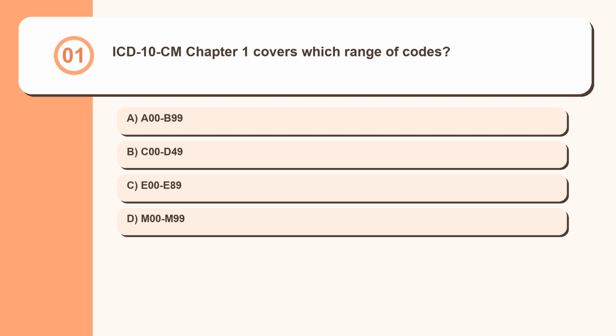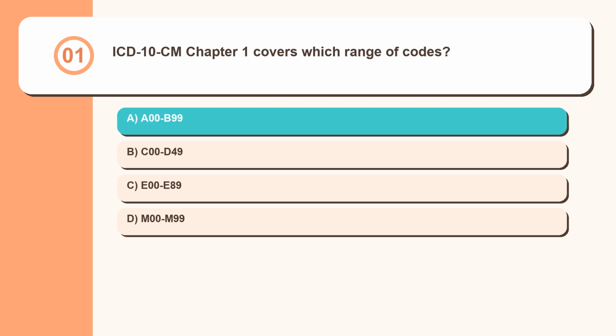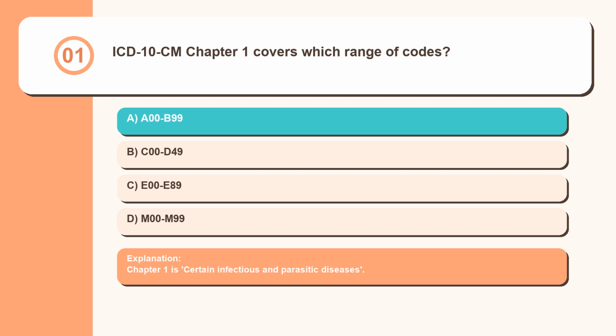Question 1. ICD-10-CM Chapter 1 covers which range of codes? A00-B99, C00-D49, E00-E89, M00-M99. Chapter 1 is certain infectious and parasitic diseases.